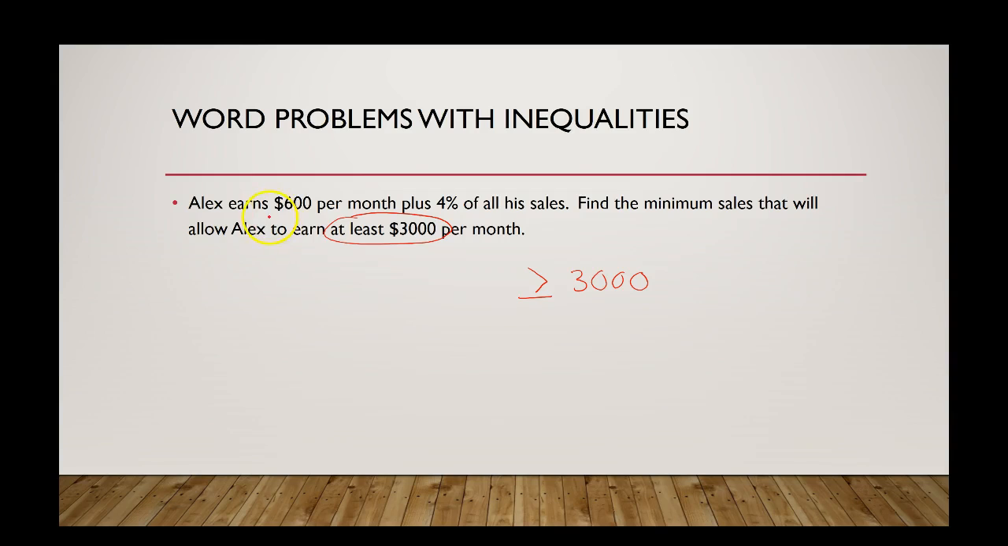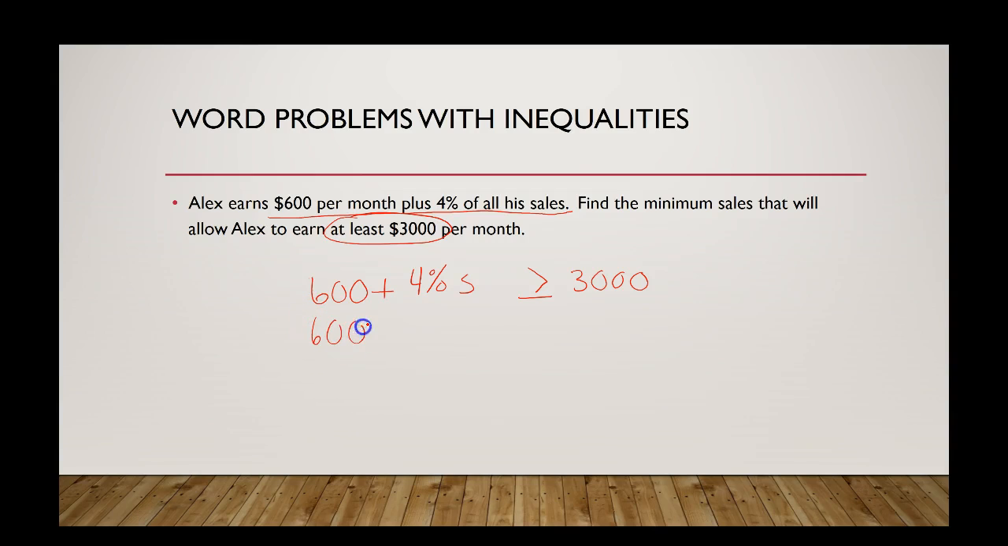So Alex earns $600 per month plus 4% of all his sales. So no matter what, we got $600. And then we're going to add to that 4% of his sales. We just don't know the minimum sales that he needs. Okay, so we got 600.